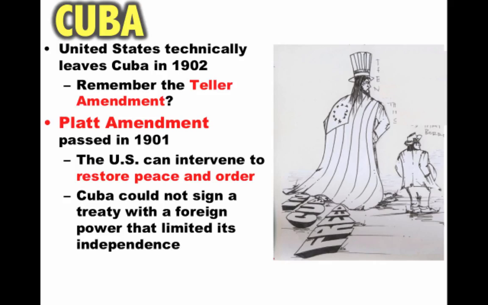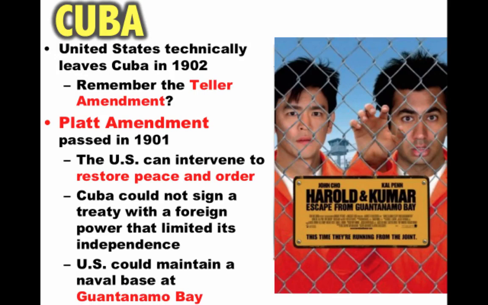Cuba was forbidden to sign a treaty with a foreign power that limited its independence, and the United States would be able to maintain a naval base in Cuba at Guantanamo Bay. So with the Platt Amendment, even though the United States officially withdraws from Cuba, Cuba remains a protectorate of the United States. The U.S. will be overseeing Cuba, and there will be a huge amount of resentment amongst the Cuban people. What about Puerto Rico?